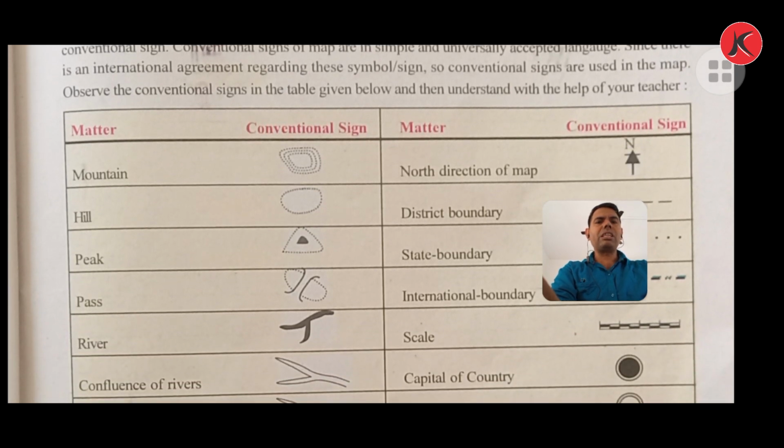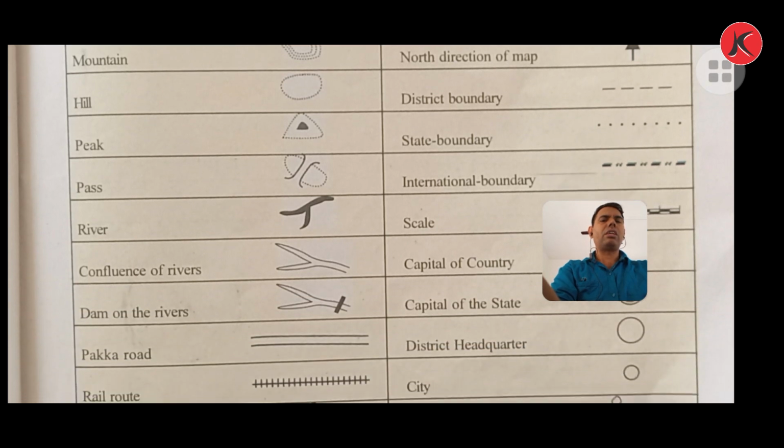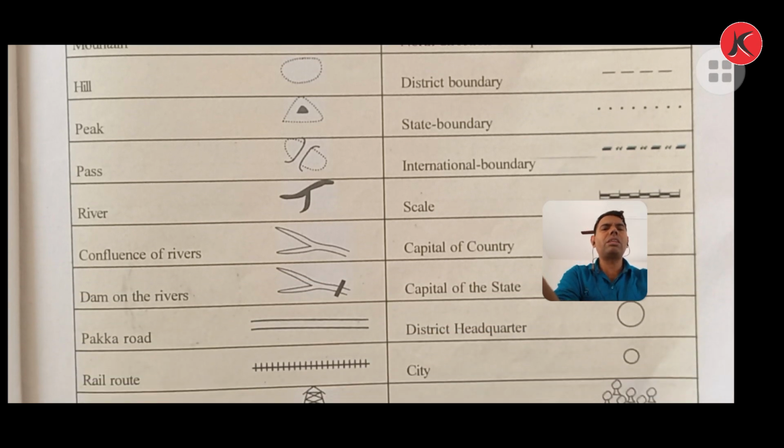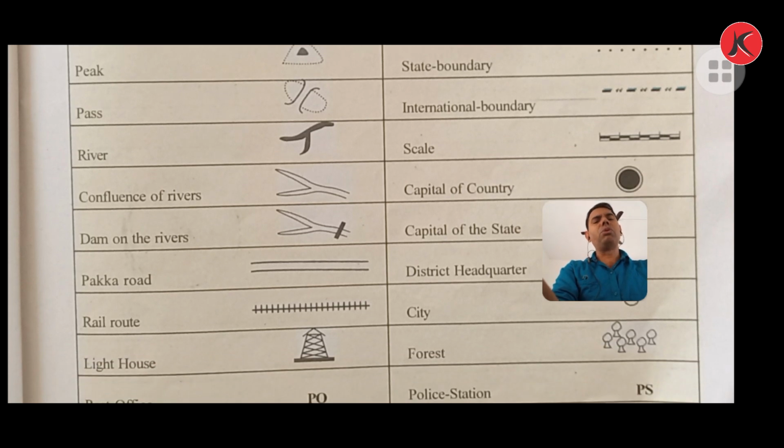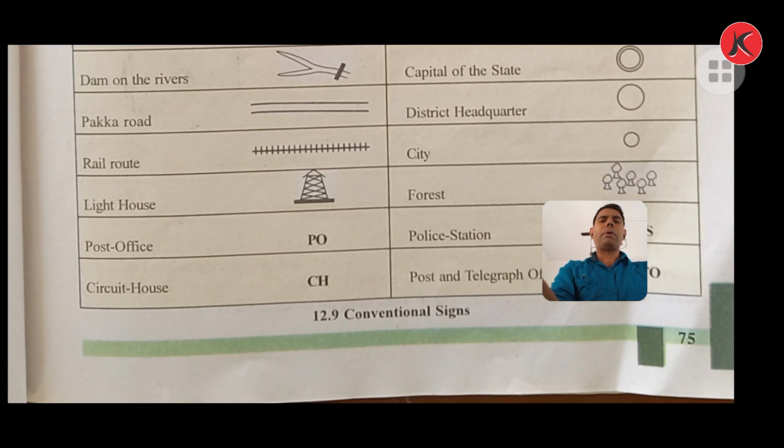Observe the conventional signs in the table given below, and then understand with the help of your teacher. Okay students, here all signs are given and these signs are useful to us to understand the map. If we know these signs, then only can we understand the map easily.